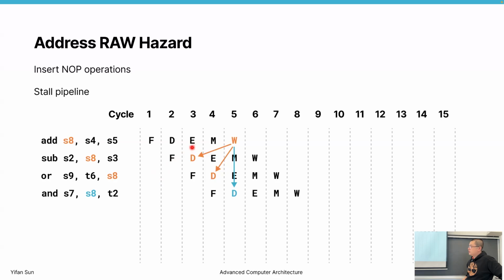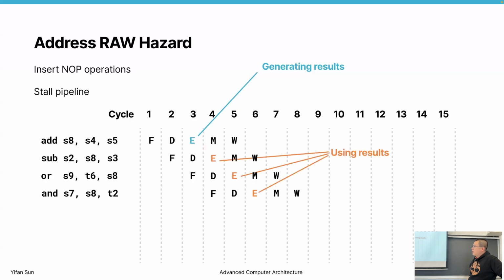So actually after the execution stage, at the end of the cycle 3, we already have the result. And we only need the result of this instruction at the beginning of the 4th cycle, right? We generate the result at the end of the 3rd cycle, and we only need to use the result at the beginning of the 4th cycle. So there's no real conflict, and the conflict comes from the assumption that we only use the register to pass the data around.